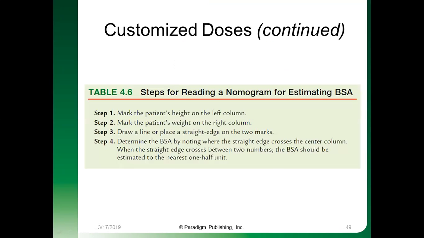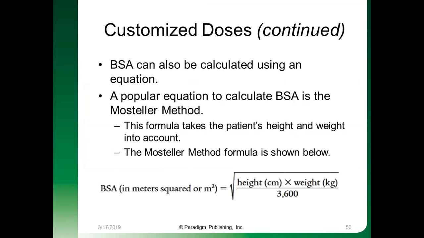So our steps. First, mark the patient's height on the left column. Then mark the patient's weight on the right column. Draw a line or place a straight edge on the two marks. Determine the BSA by noting where the straight edge crosses the center column. When the straight edge crosses between two numbers, the BSA should be estimated to the nearest 1/2 unit. So those are our steps.